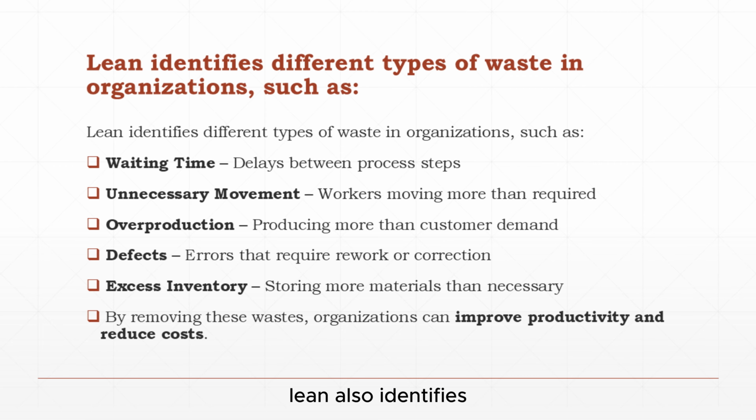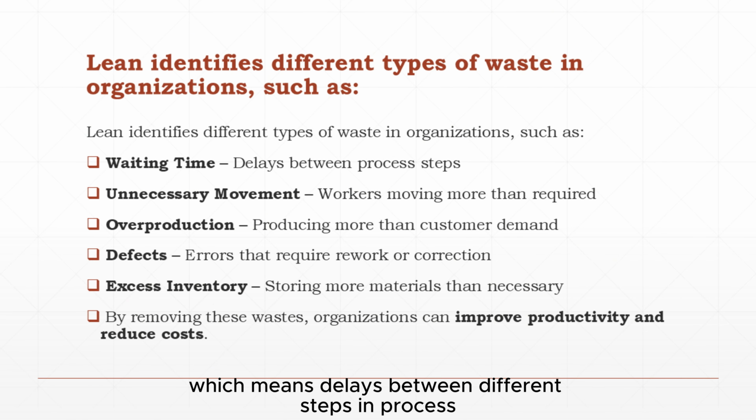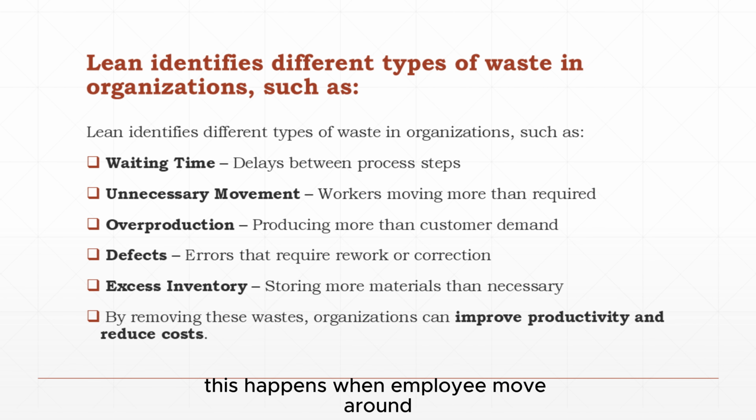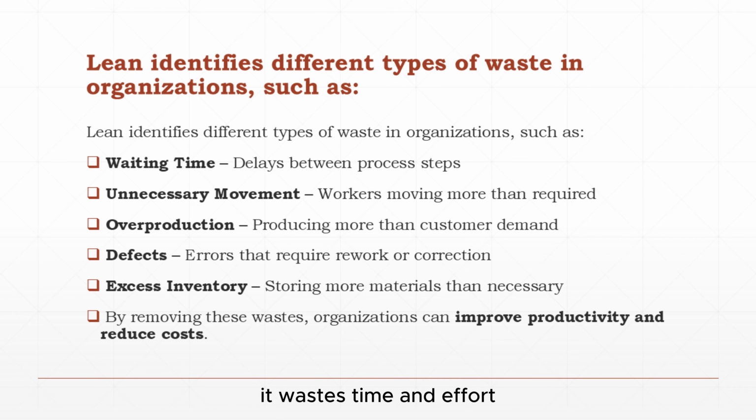Lean also identifies different types of waste in an organization. First, waiting time, which means delays between different steps in a process. For instance, if a student is waiting a long time to receive their certificate due to slow administrative work, that is considered waste. Second, unnecessary movement. This happens when employees move around more than required to complete their task. For example, if a teacher has to go to multiple departments just to submit one document, it wastes time and effort.